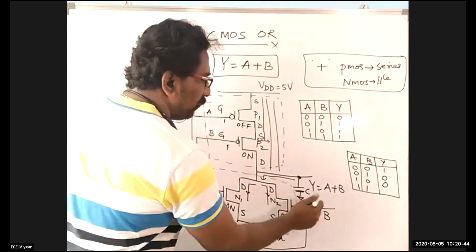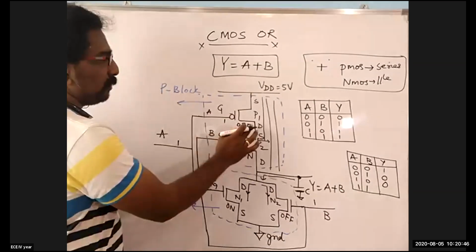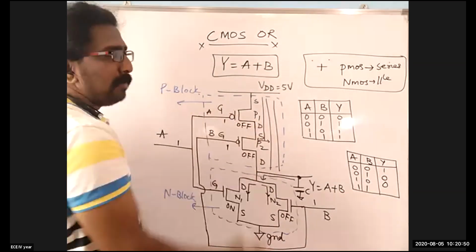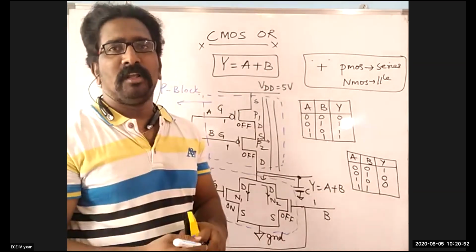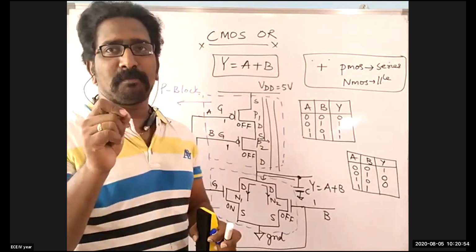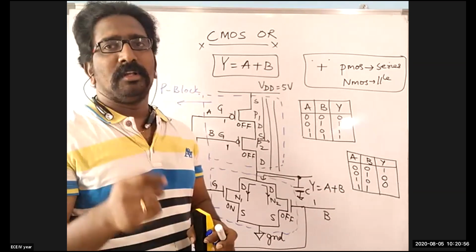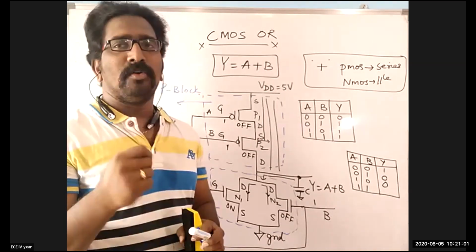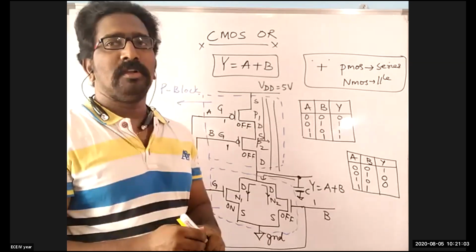In the 1-1 state, the complete P block is going to be turned off and the N block is going to be turned on. Why? Because the P transistors will be turned on only when the input we supply to the P is equal to 0 volts. Then only the P block turns on, and the N block will be turned on only when the input supplied to the N is equal to 1 volt.